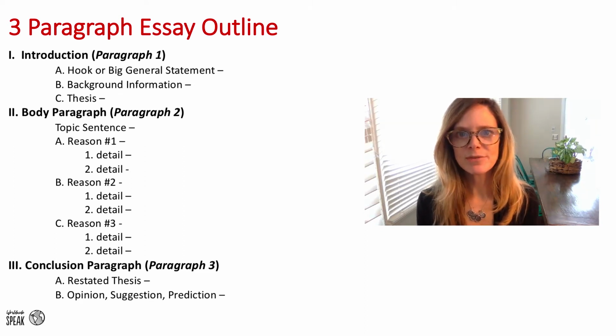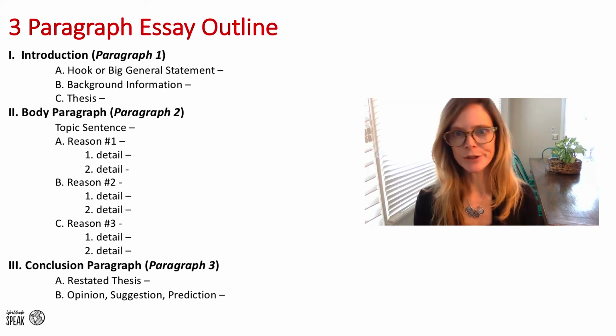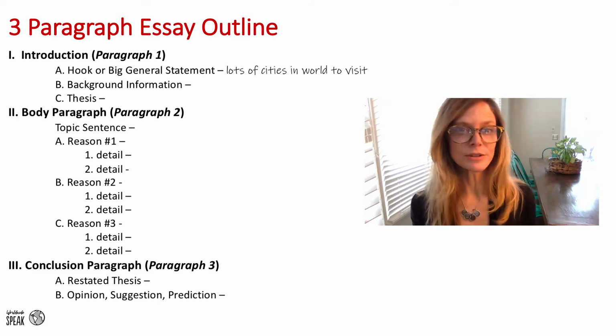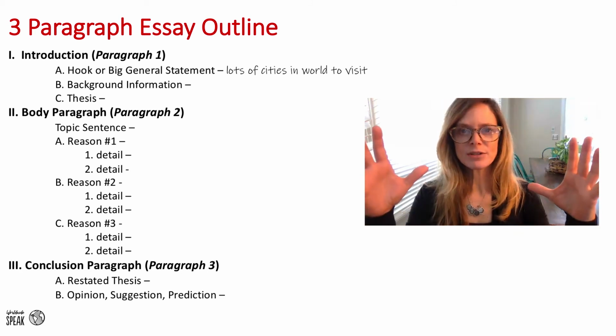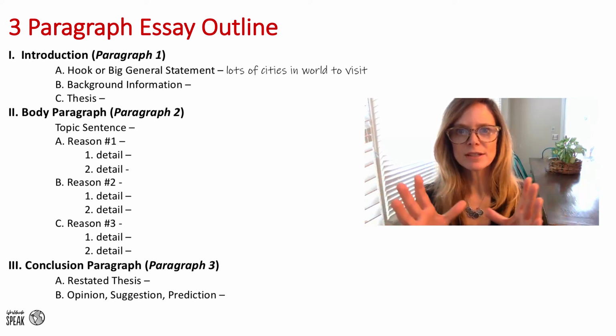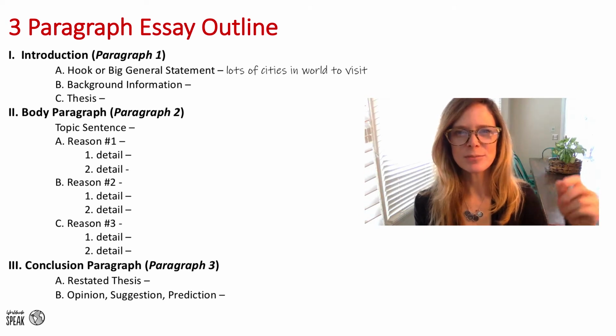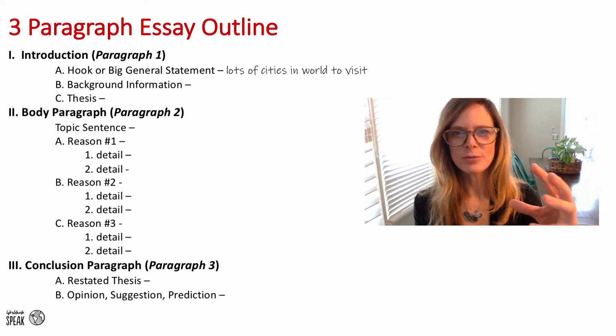I tell them if they can't think of a hook, then to come up with a big general statement about the idea of the paper. So the prompt was describe the best city for vacation. So you might want to talk about different cities to visit. I decided to say there are a lot of cities in the world to visit. And then the background information is going to narrow that down, right? So I'm talking about the world, and so I need to narrow it down for the reader.